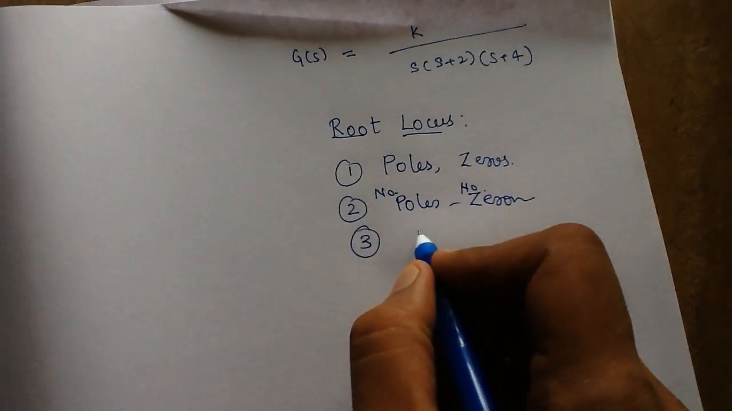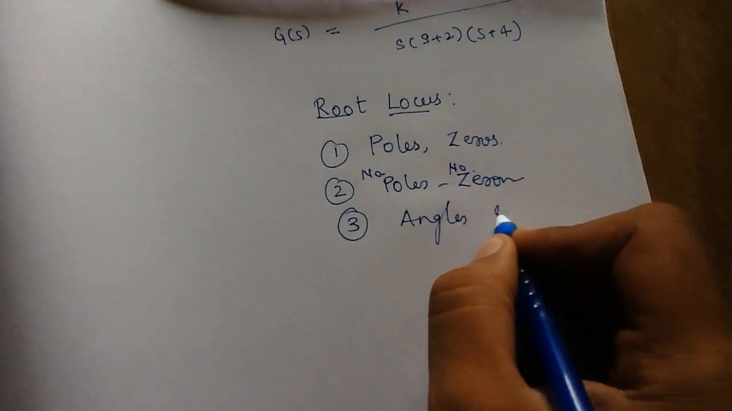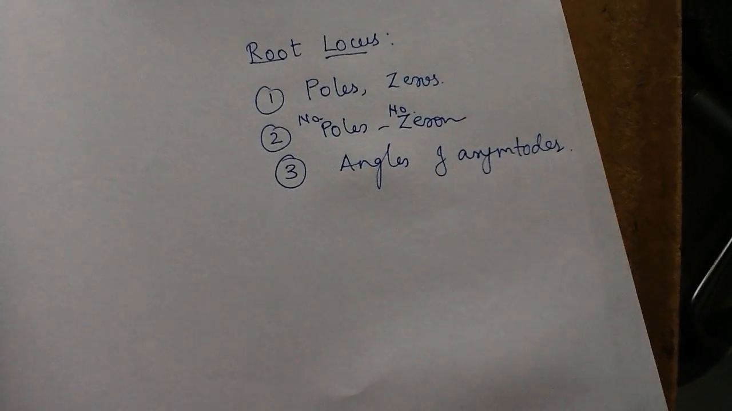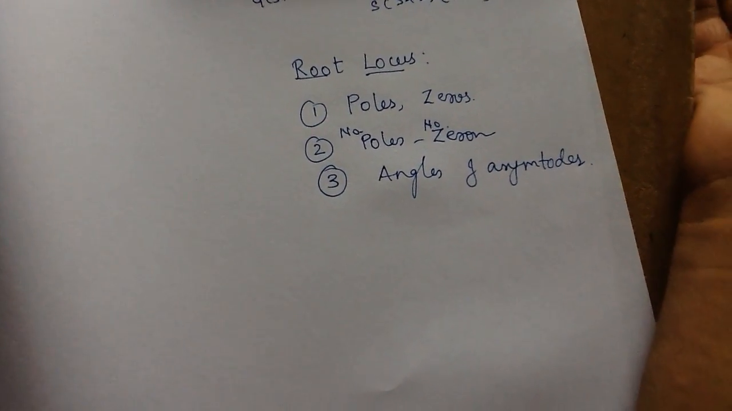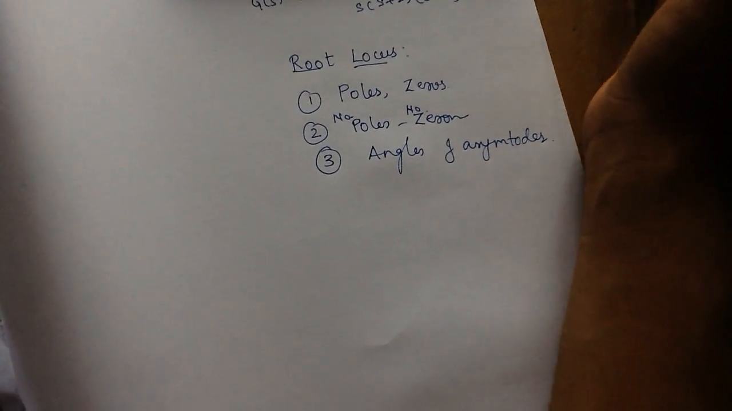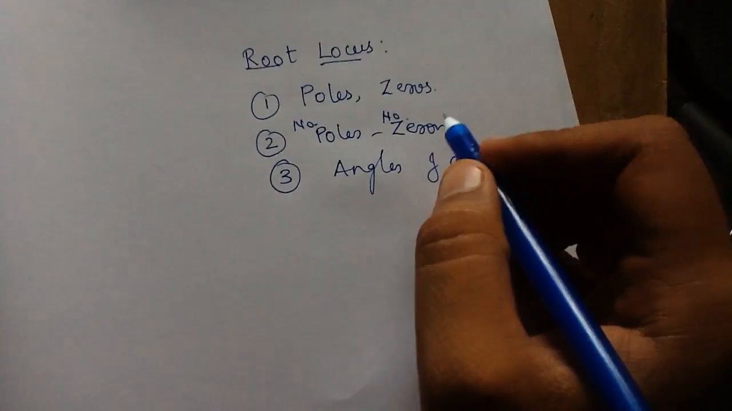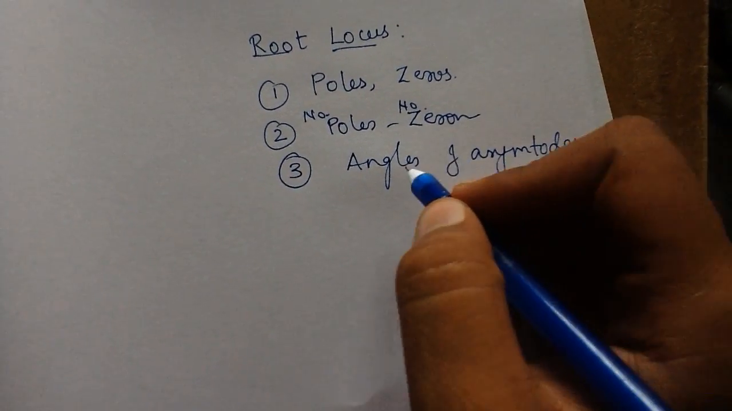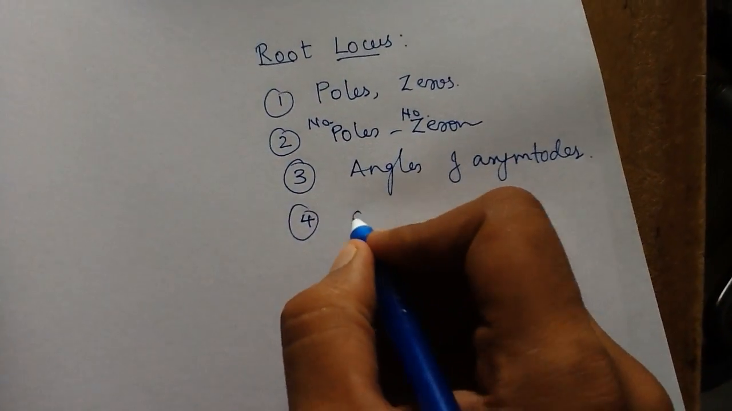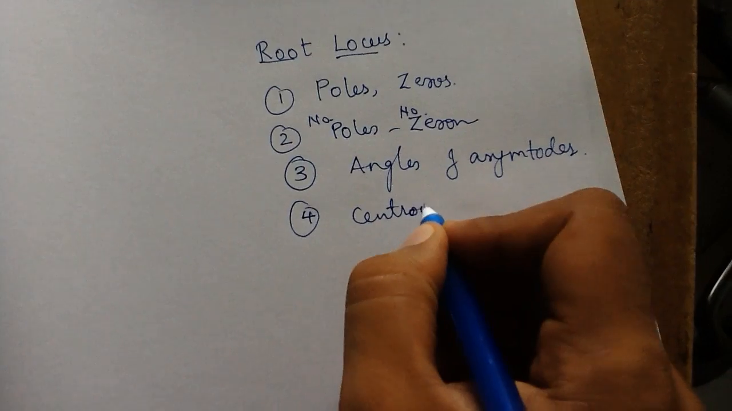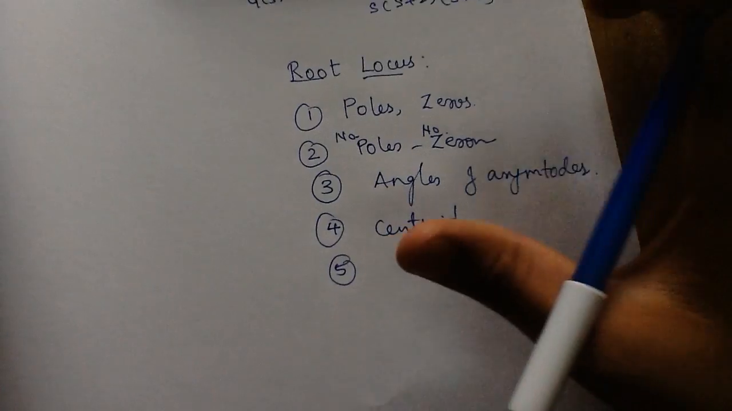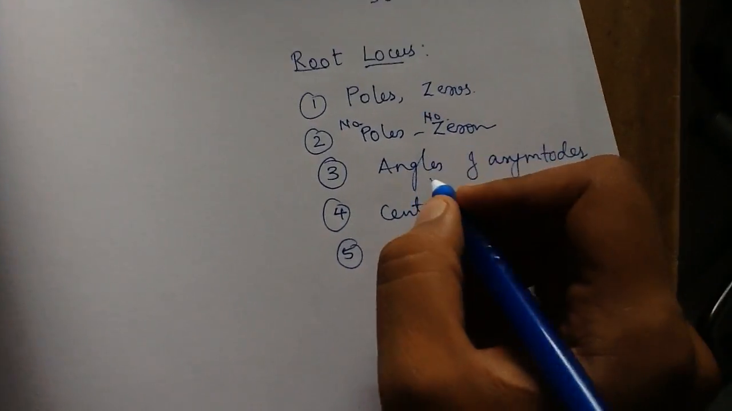Next, find out angles of asymptotes. Let me just tell you, these asymptotes are nothing but a few guidelines which will help us sketch the root locus. So we draw our root locus along the asymptotes. To find out the asymptotes, you'll actually have to find out the angles of asymptotes. And to know where the asymptote starts from, you'll need to find out the centroid. Don't worry about anything. I'll be telling you each and everything in this video. So you need to find out the centroid.